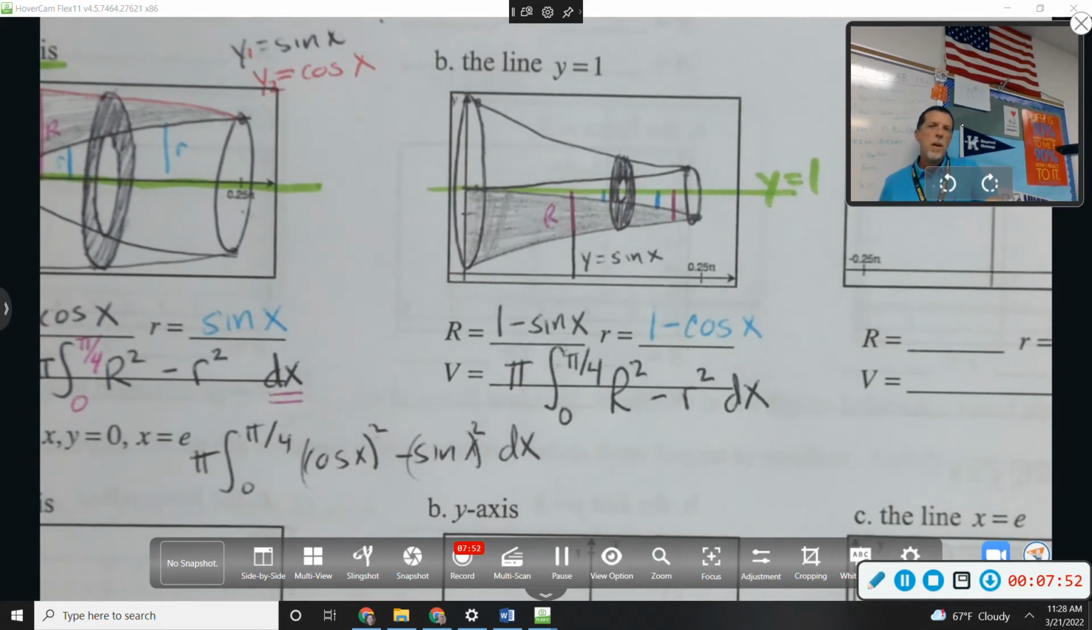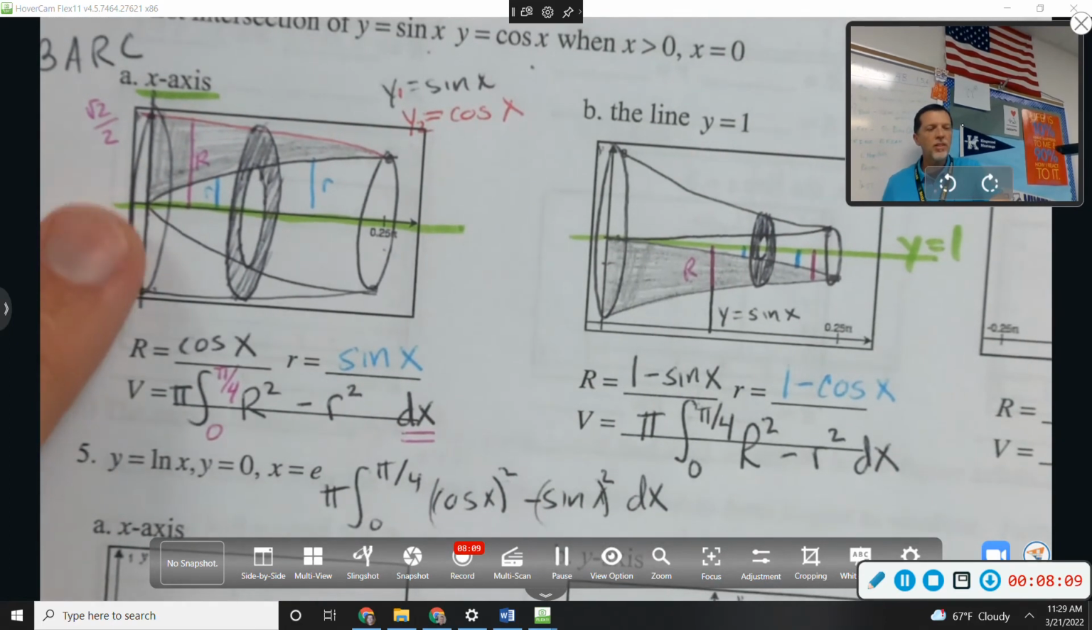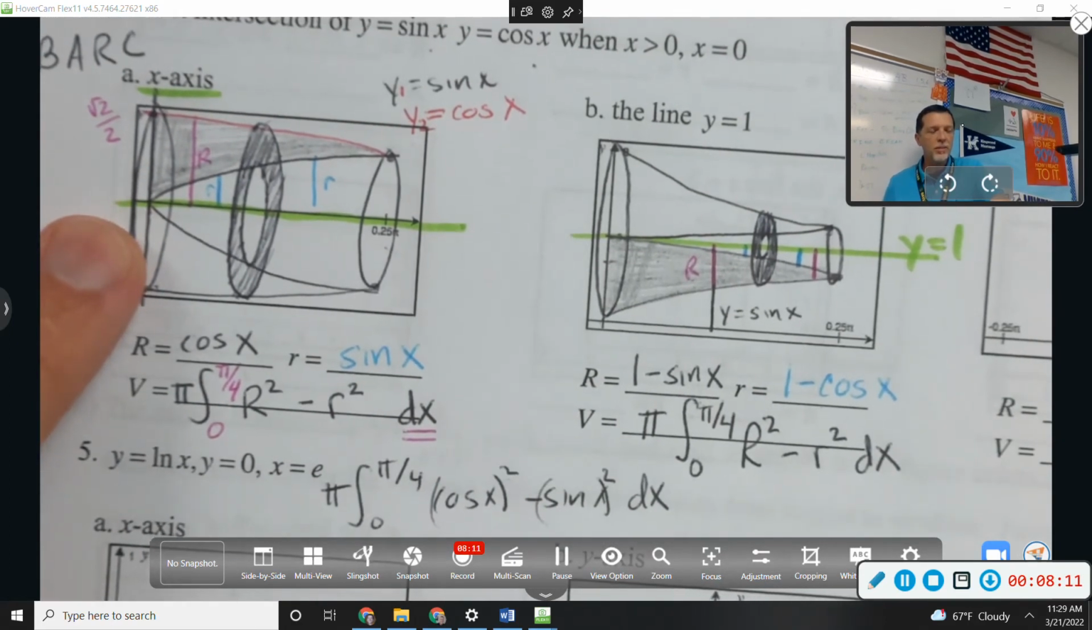So is this considered a washer problem or a disk and washer problem? Because the base would be a washer, or would be a disk. You're right, the base is a disk, but it's the only disk, right? So it's a washer problem. But I see what you mean. Same thing over here. The base is a disk, but it's the only disk.